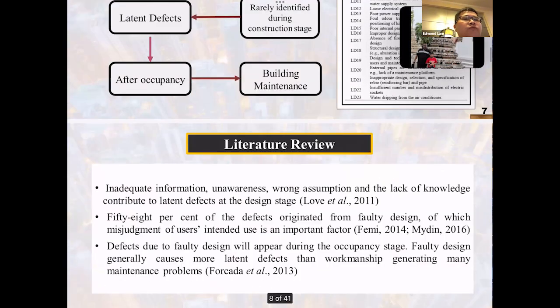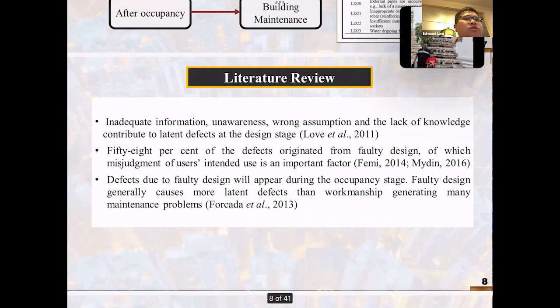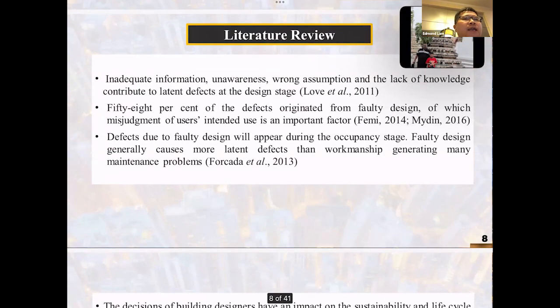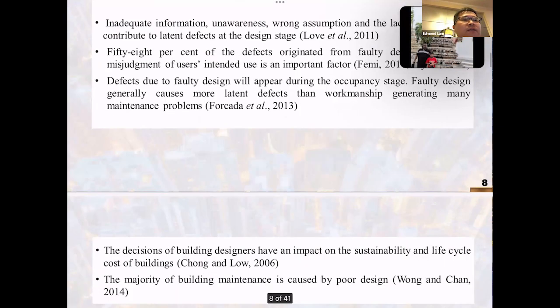What our experts and literature review said: inadequate information, awareness, wrong assumptions, and the lack of knowledge contribute to latent defects at the design stage. Up to about 58% of the defects originate from faulty design, of which misjudgment of users' intended use is an important factor. Defects due to faulty design will appear during the occupancy stage only, and faulty design generally causes more latent defects than workmanship, generating many maintenance problems. Hence, it is badly needed for us to avoid those latent defects.